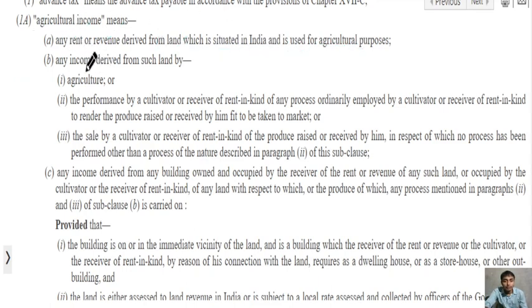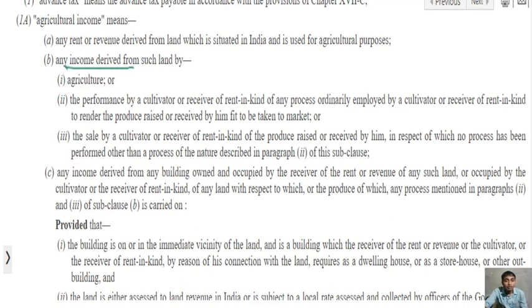Again, agricultural income means income derived from agricultural land by agriculture or by the performance of any process ordinarily employed by a cultivator or receiver of rent in kind to make the produce marketable or fit to be taken to market.